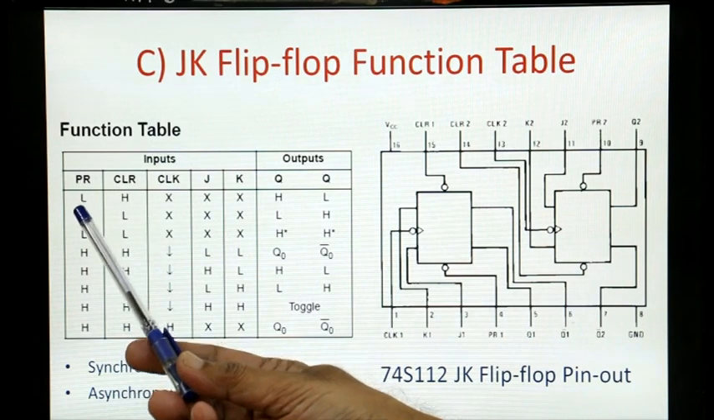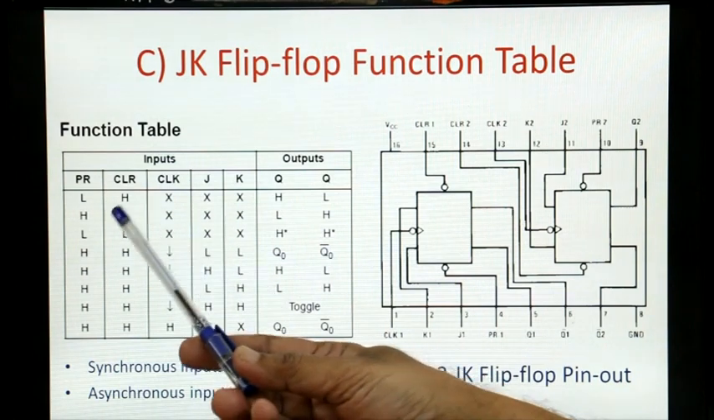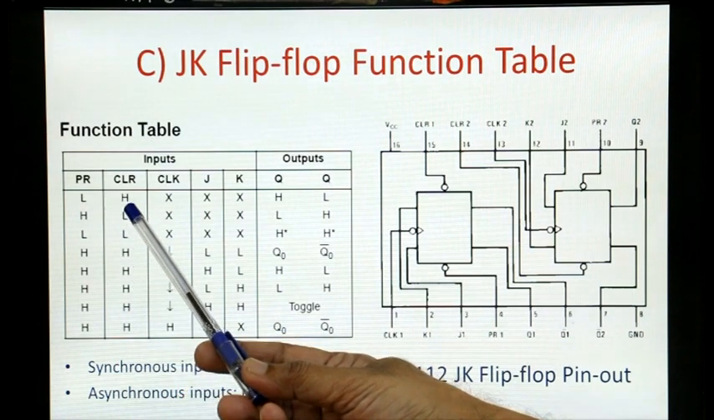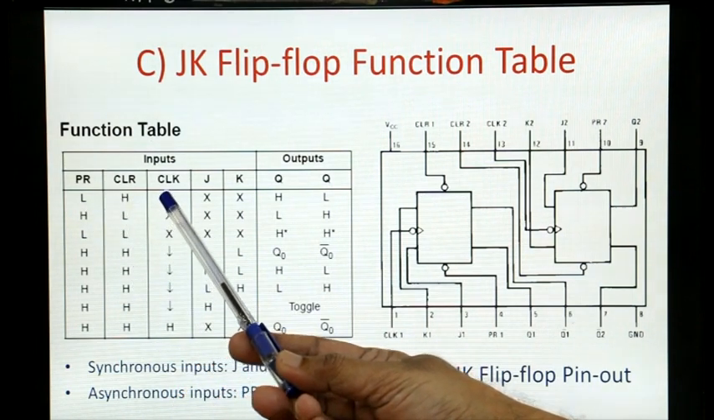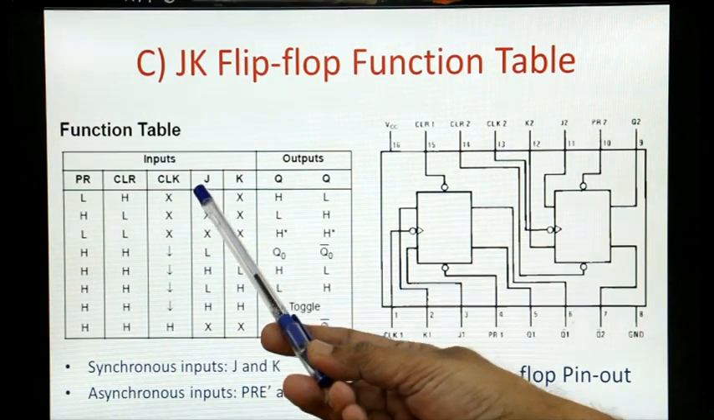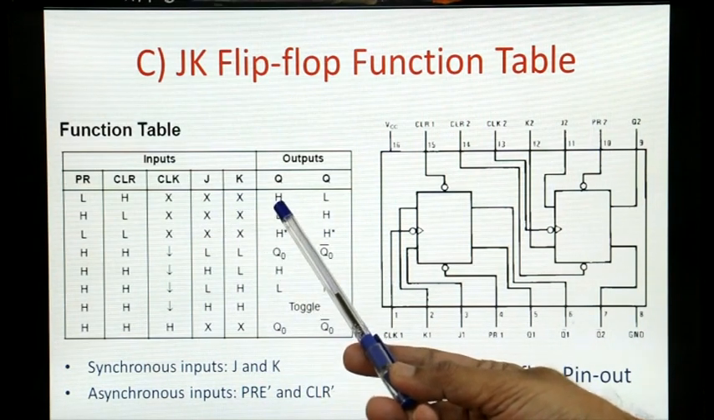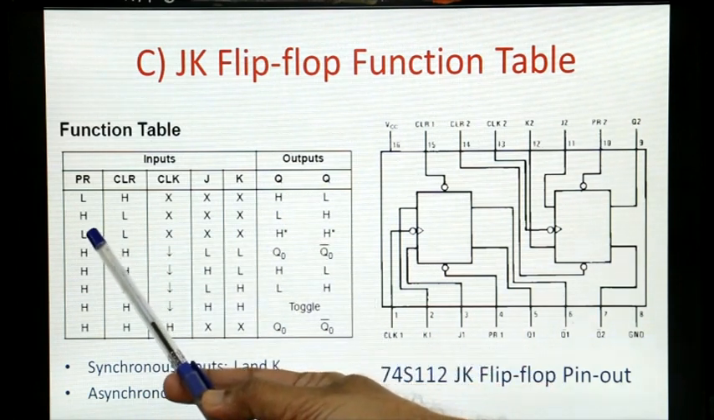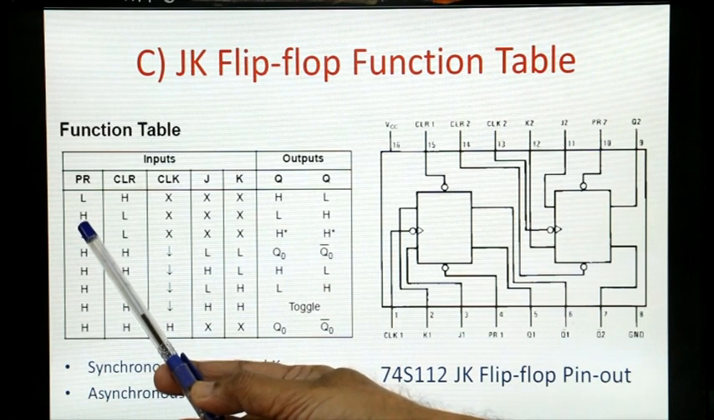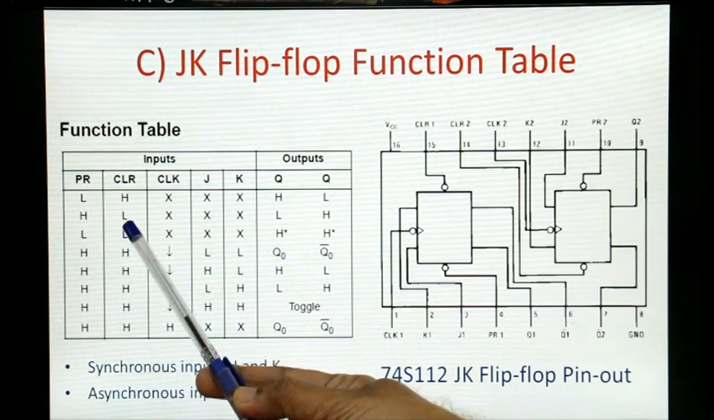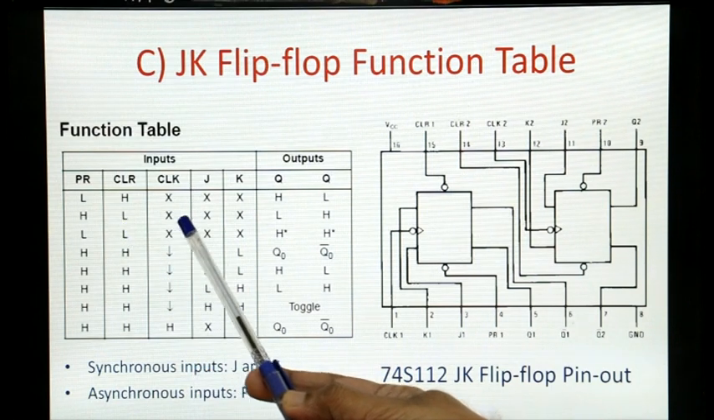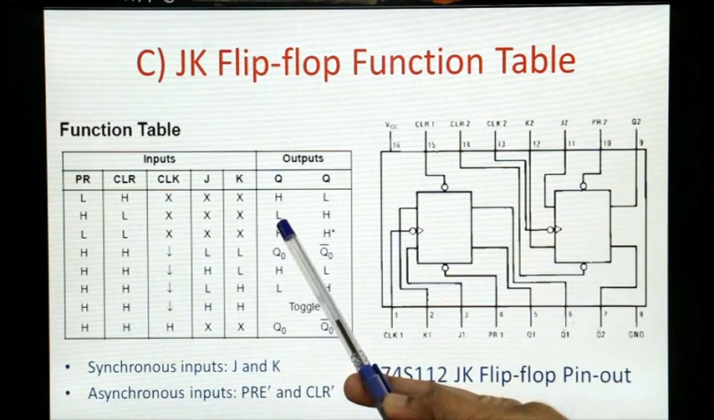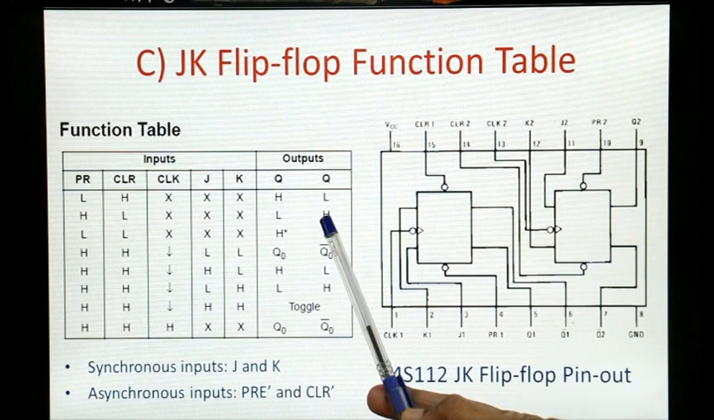Mind you, looking at the table, we see that when the preset input is made 0 and the clear input is kept high, irrespective of the clock or the JK inputs, the output will go high. Q will be high and Q bar will be low. Now when PR, the preset input, is high and the clear input is 0, irrespective of the other inputs, clock, J and K, you would see that Q will be low and Q bar will be high.